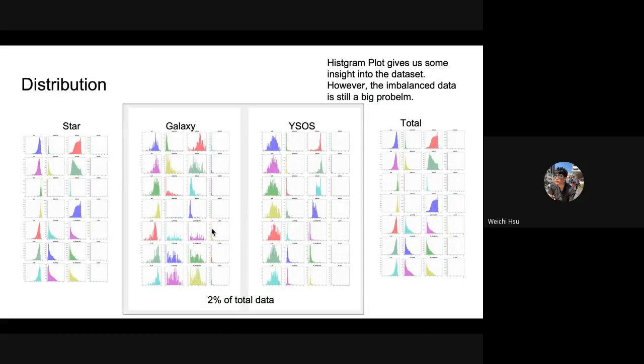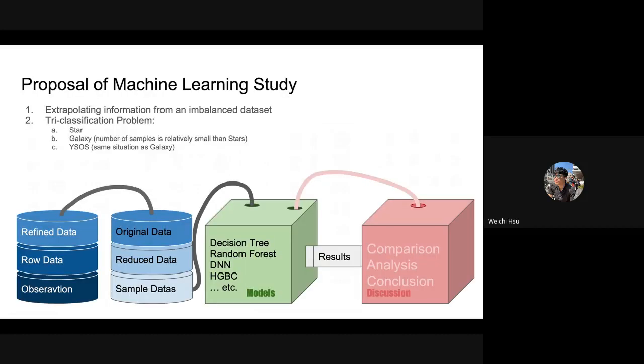And this is about the distribution plot. We can see the star's behavior is the same as the total because the star contributes almost 98% of all data. But actually, we can see the galaxy and the YSOs have a different behavior, even though they just contribute 2% of the total data.